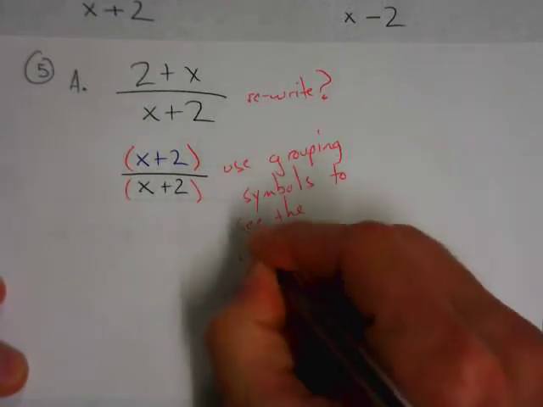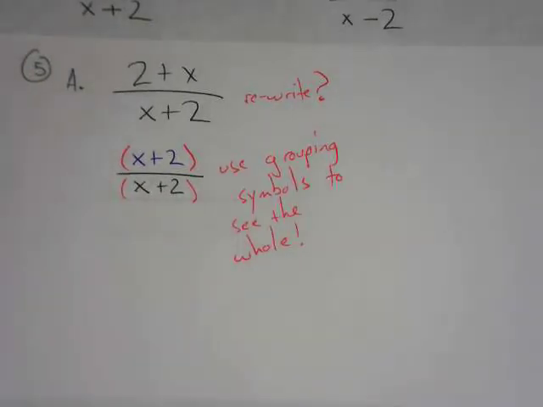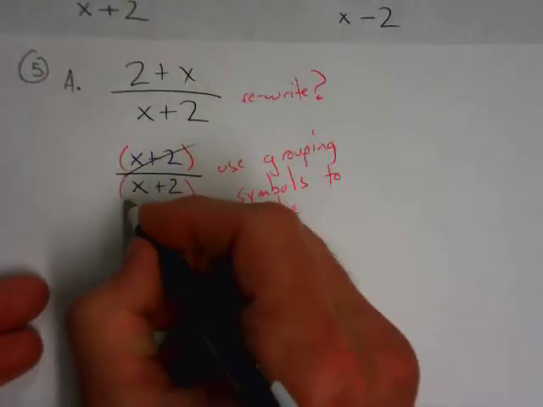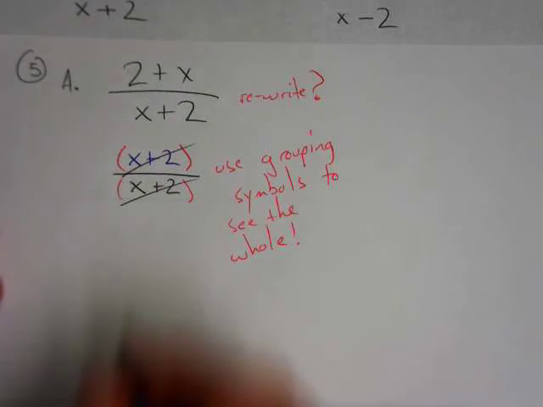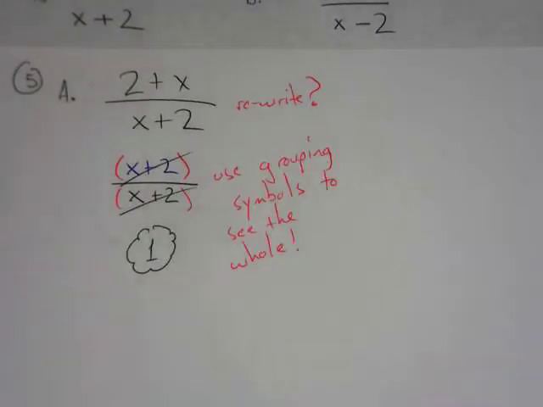And this is the whole with a W, because eventually we'll learn holes with just an H. Anyway, we're going to use grouping symbols to see the whole thing. And once we see the whole thing, yeah, we can totally cancel that whole thing. Right? x plus 2 divided by x plus 2 will leave us with 1. Okay, so in number 5, example A, we're dealing with 1.